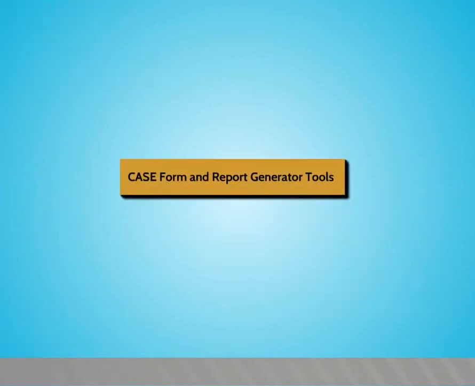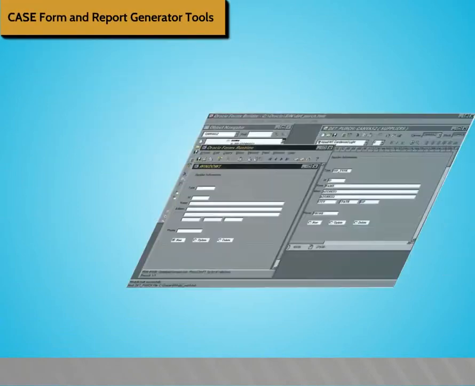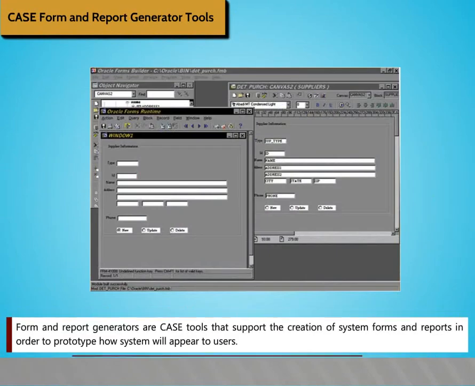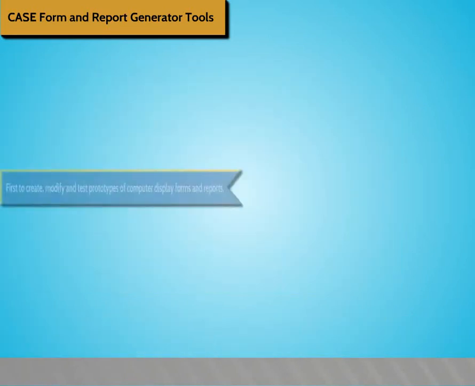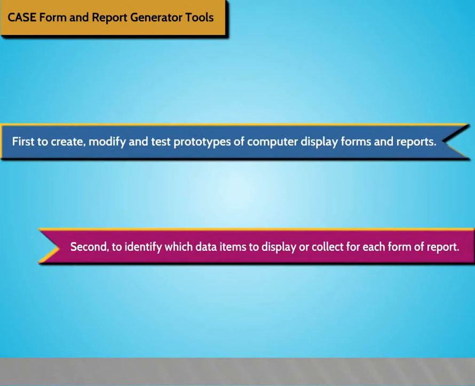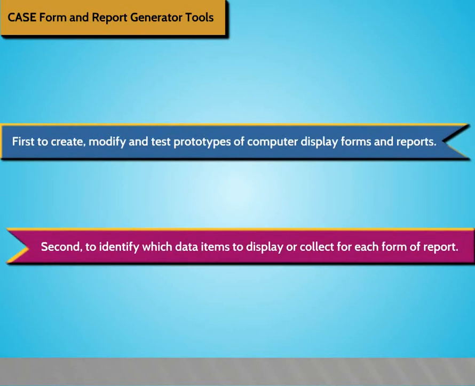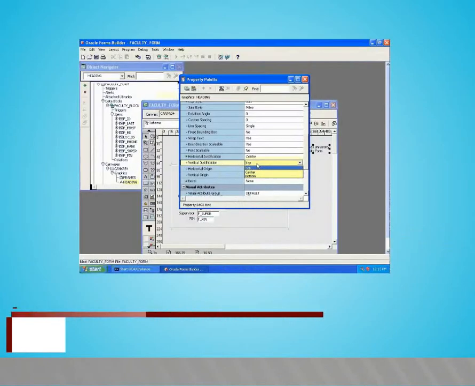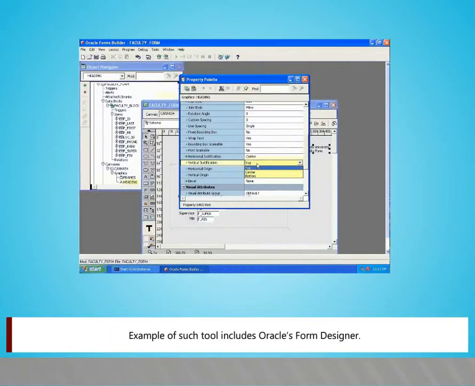Case form and report generator tools. Form and report generators are case tools that support the creation of system forms and reports in order to prototype how the system will appear to users. First, to create, modify, and test prototypes of computer display forms and reports. Second, to identify which data items to display or collect for each form or report. An example of such a tool includes Oracle's Form Designer.